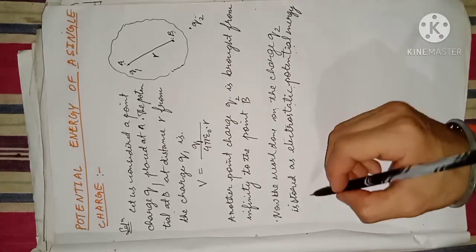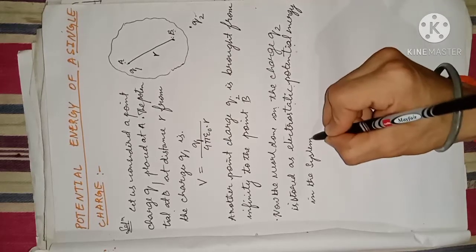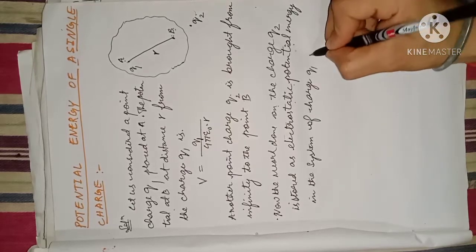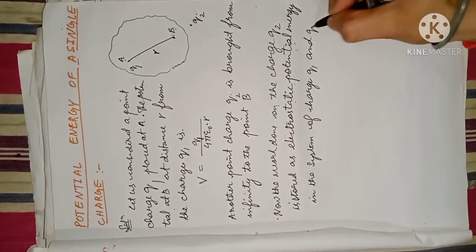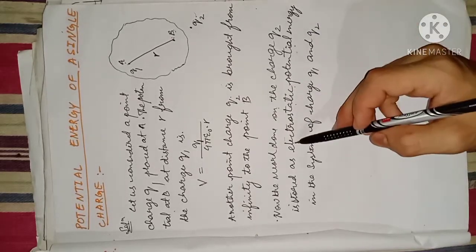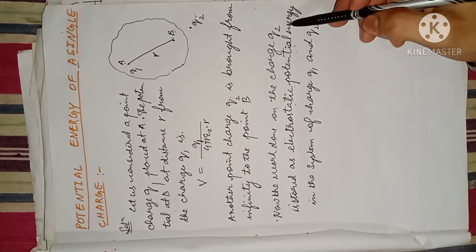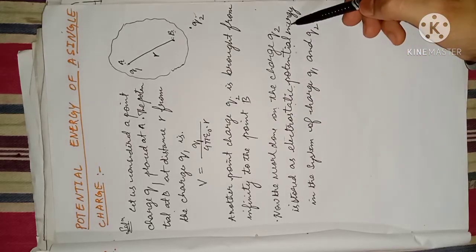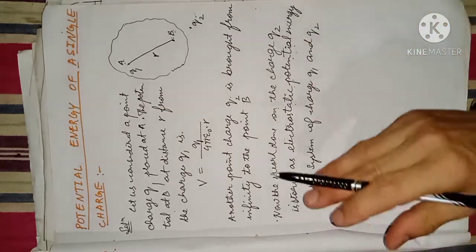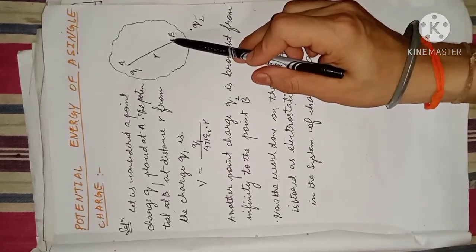The work done is stored as electrostatic potential energy in the system of charges q1 and q2. Electro means electrons and static means at rest. We have learned about the potential energy concept in the previous section: the total work done in making an assembly of charges by bringing them from infinity to their respective places is known as the potential energy of the system.